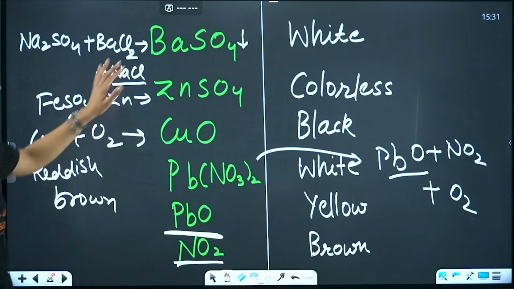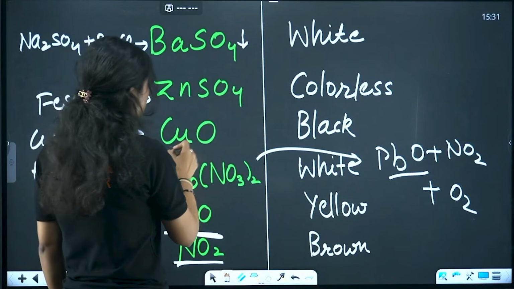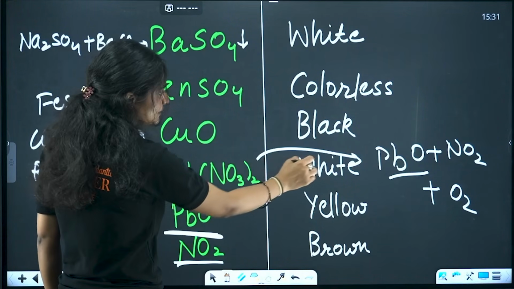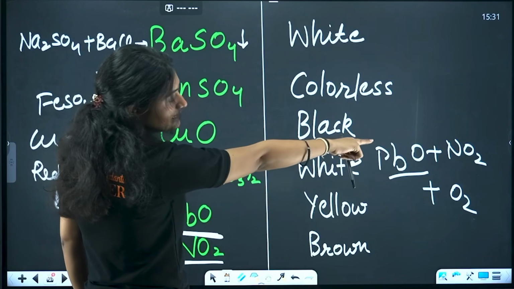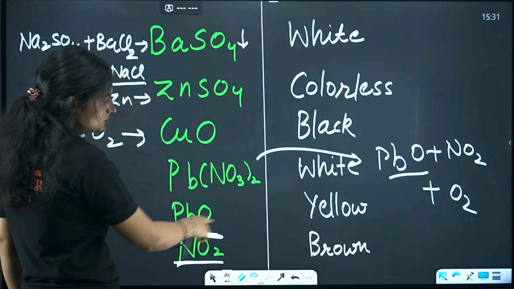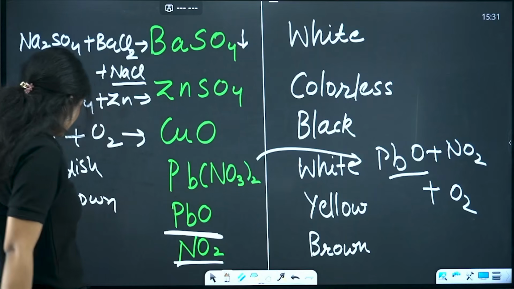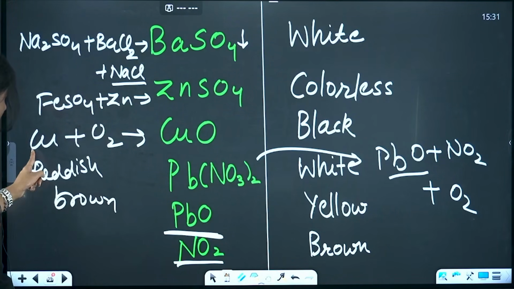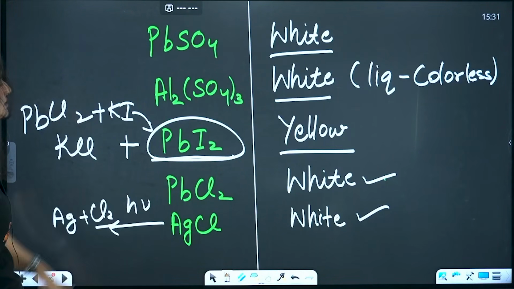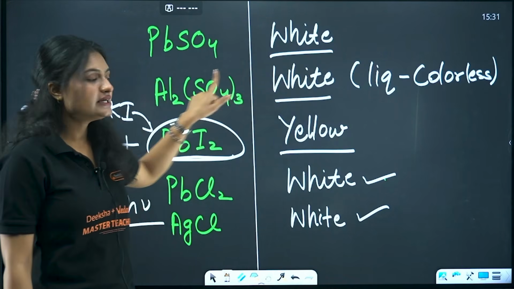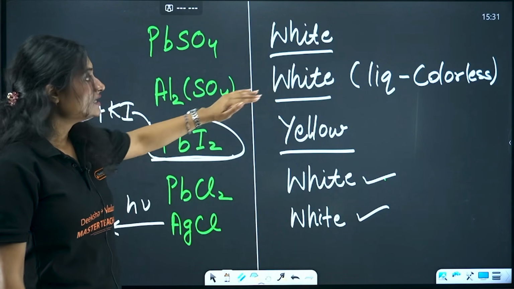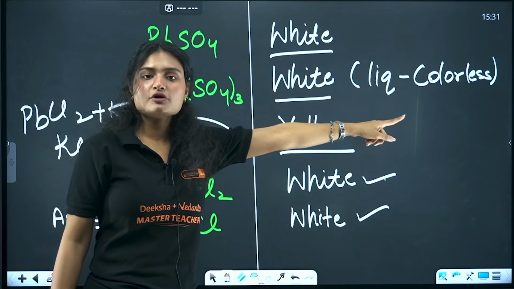Okay, then you have barium sulfate, white; zinc sulfate, colorless; copper oxide, black; lead nitrate, white; lead oxide is yellow, and nitrogen dioxide is brown colored. Copper is reddish brown in color. Next, lead sulfate is white colored; aluminum sulfate is white colored. If a solid is in liquid form, it is colorless.